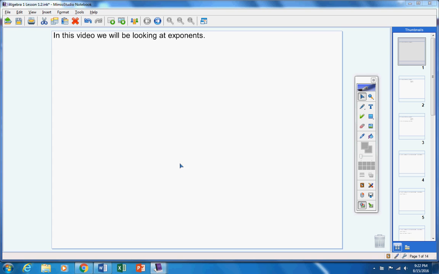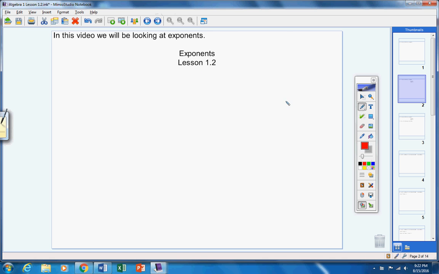Your heading for today is exponents. Please copy that in your notes. And the lesson number is 1.2. Please write that in your notes and also put the date. Always include today's date so that your notes are organized, okay? All right, let's go ahead and get started.